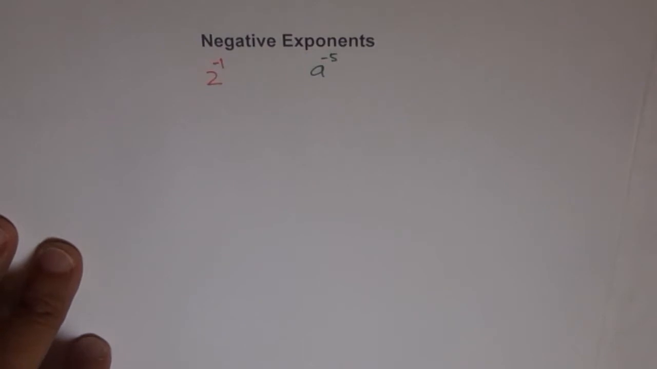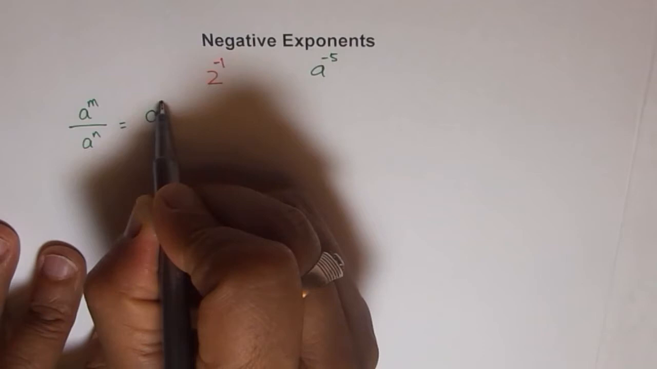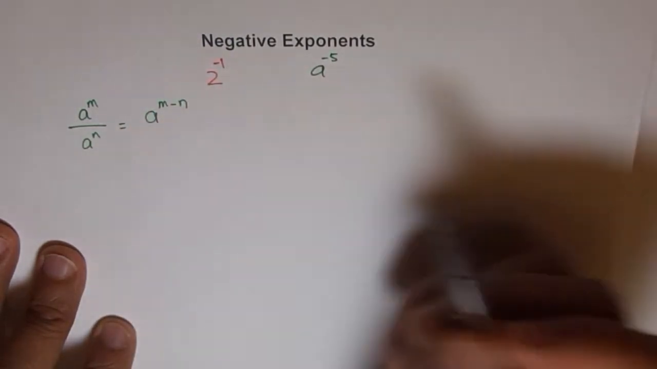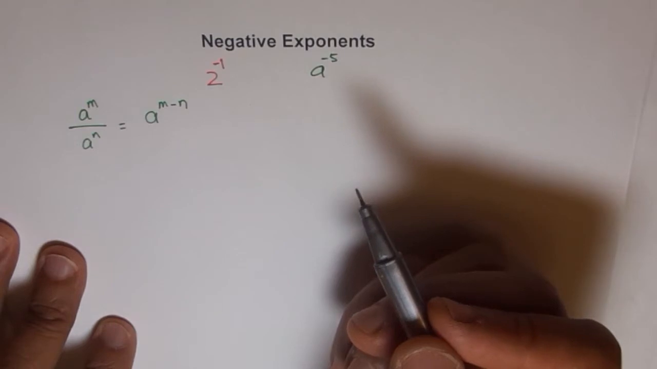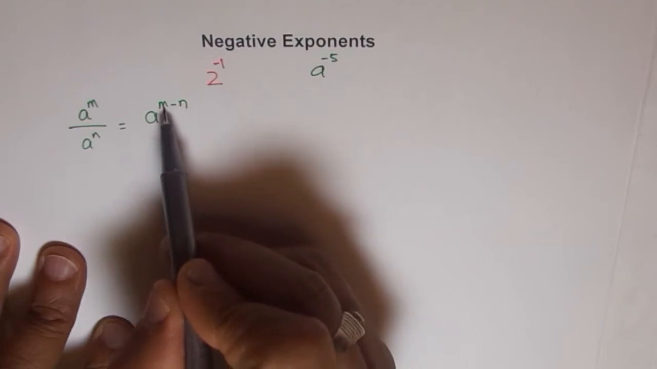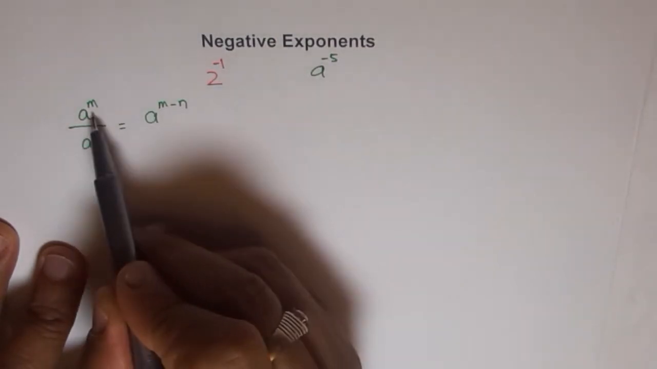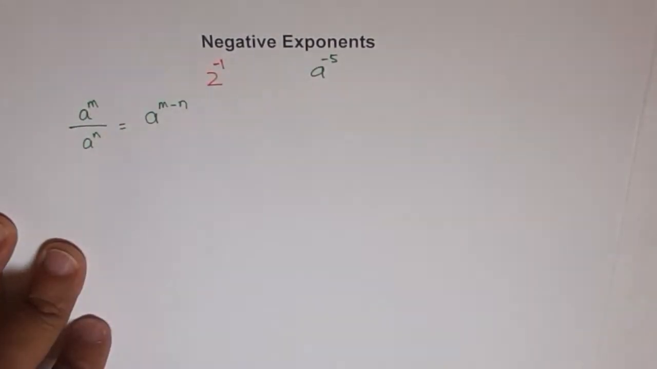What does that mean? Okay, like in the last case, let's again start with dividing powers with the same base, right? Because we had a rule that a to the power of m divided by a to the power of n is equal to a to the power of m minus n. This is the law of dividing powers with the same base. If I am getting negative power, that means n is greater than m. That means more a's in the denominator than in the numerator.